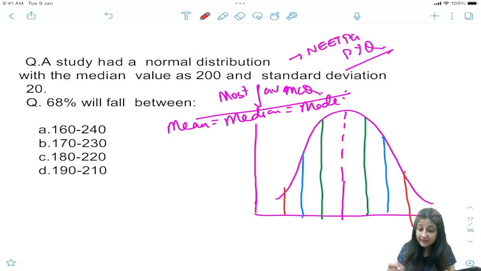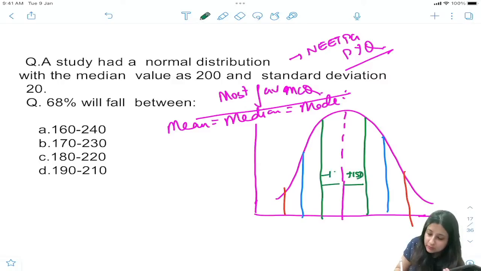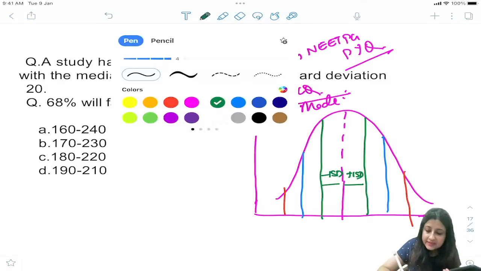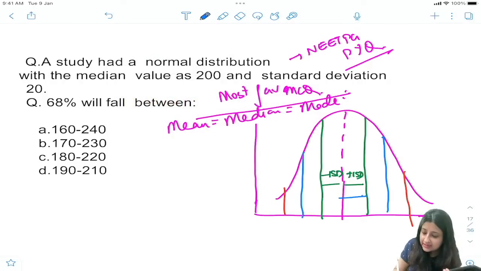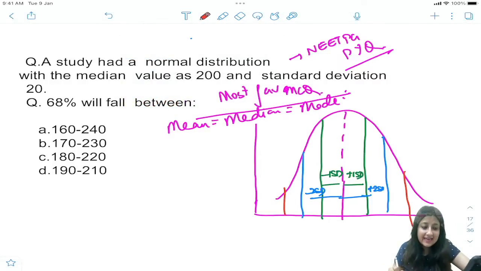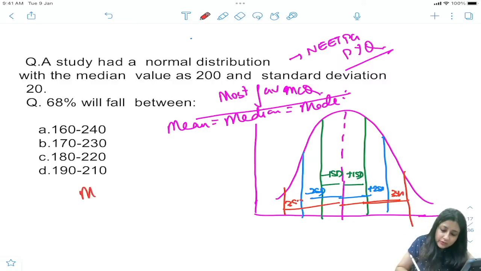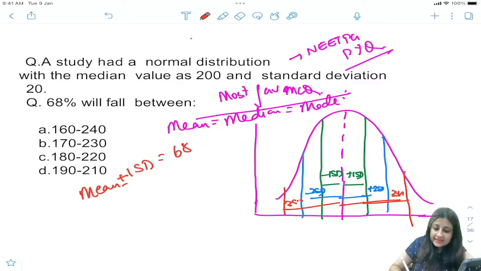Okay, this is a diagram. So green is cutting the base at plus 1 SD and minus 1 SD. Okay, blue is cutting the base at plus 2 SD, minus 2 SD. Okay, and red is cutting the base at mean plus minus 3 standard deviations. Okay, so here it is 3 and here it is 3. So you just have to remember mean plus minus 1 SD covers 68%.